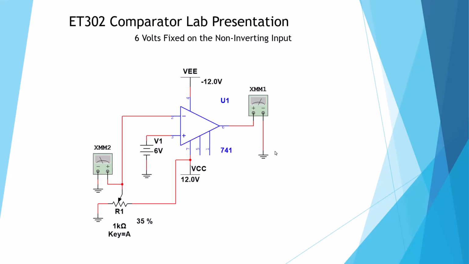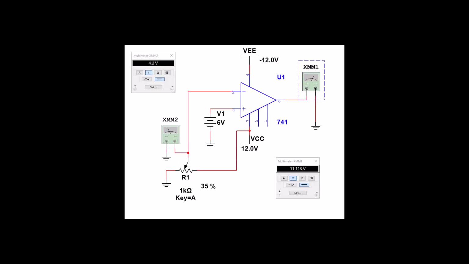Here's our second Multisim circuit. This time we've added 6 volts fixed into the non-inverting. And here again we have our variable voltage coming from our potentiometer. So let's take a look at the working circuit. Here we have our second working Multisim circuit.